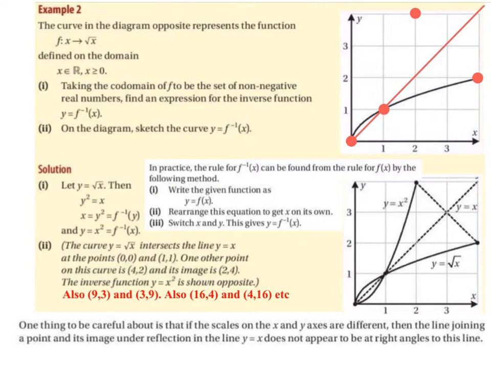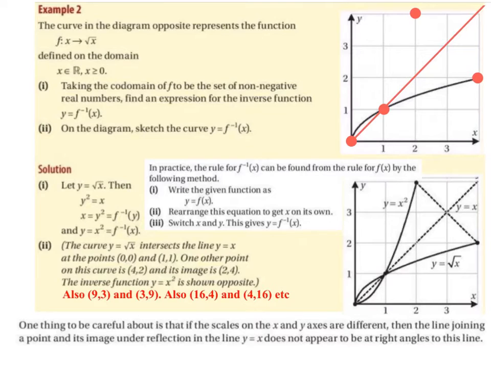So we also have the points 9, 3 and 3, 9, 16, 4 and 4, 16, 5, 25 and 25, 5, 6, 36 and 36, 6, etc. They just don't fit on this graph. One thing to be careful about is that if the scales on the x and y axes are different, then the line joining a point and its image under reflection in the line y equals x does not appear to be at right angles to this line.